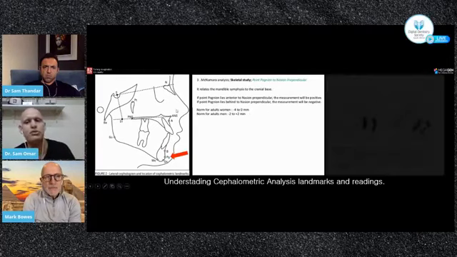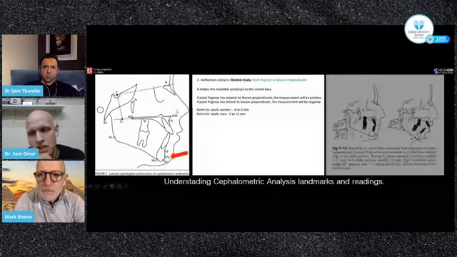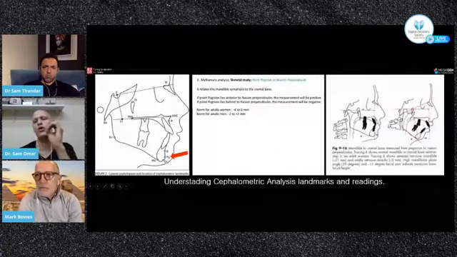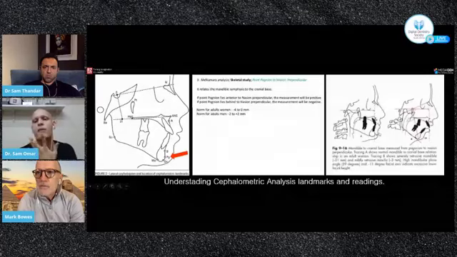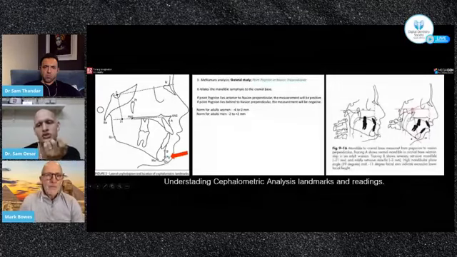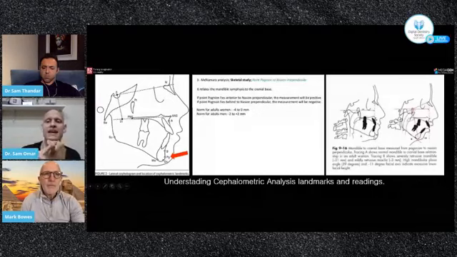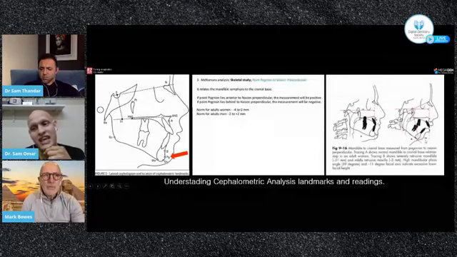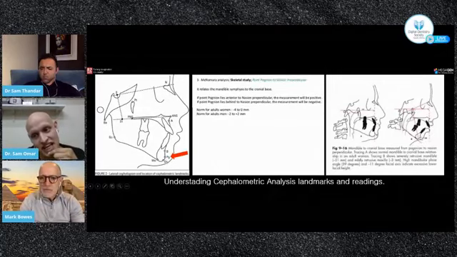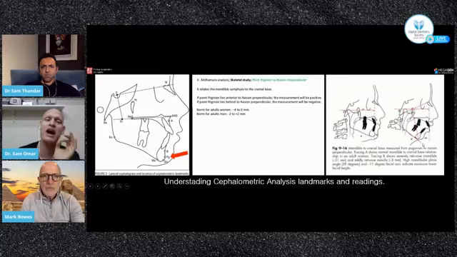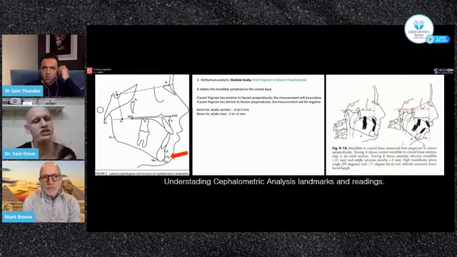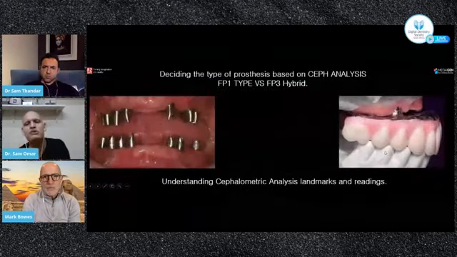So let's get an example. If you look at this image right here on the left side, you'll find that this patient has a zero measurement from point A and also from Pogonion, which means that this patient has a normal maxilla and a normal mandible. On the other hand, if you look at the image on the right side, and see how far point PG is from the McNamara line, you'll find that it's -31 millimeters, which means that this patient has a severely retruded mandible.